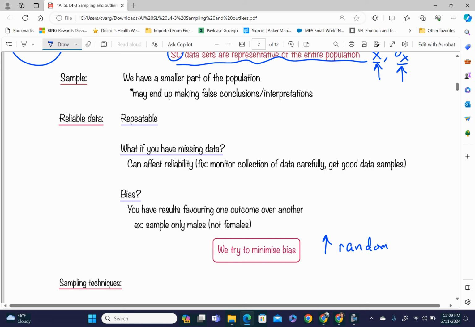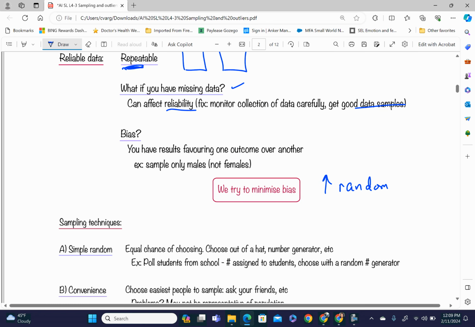Data that is reliable should be repeatable. If you're doing an experiment and you're figuring out plant growth and there's a controlled experiment, you should be able to repeat your experiment or whatever it is that you're doing. And if you have missing data, that can definitely affect your reliability, right? So how you collect the data, making sure that you're getting good data samples, also makes sure that data is reliable. And you also want to make sure that you do not have bias, right?